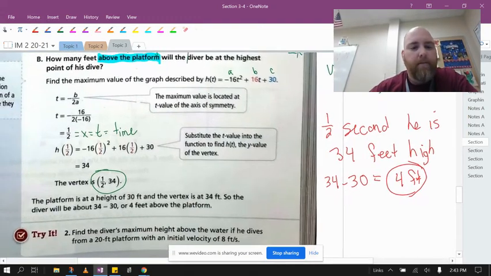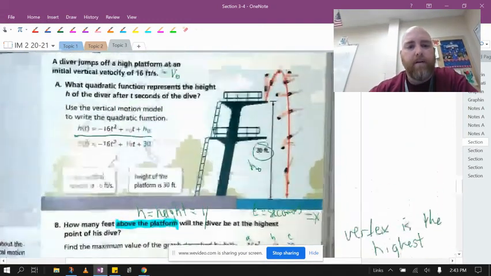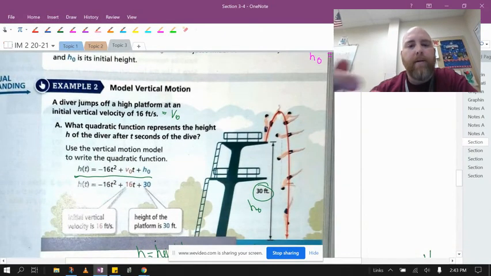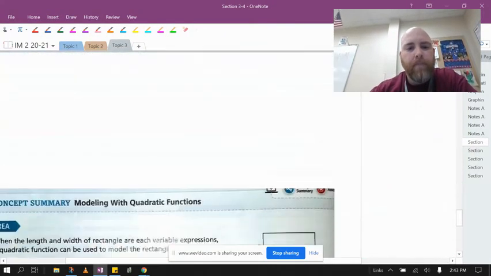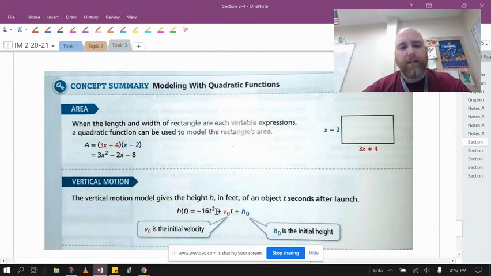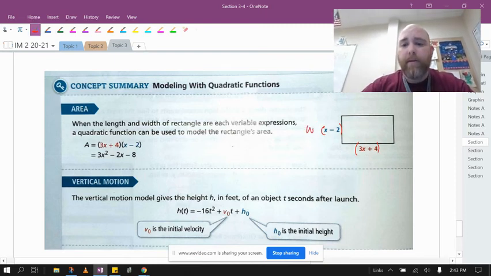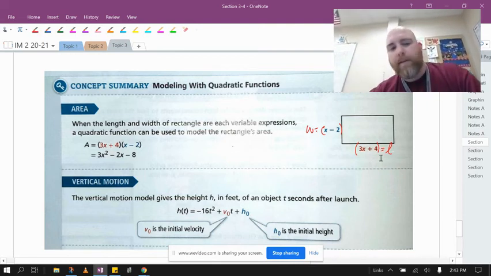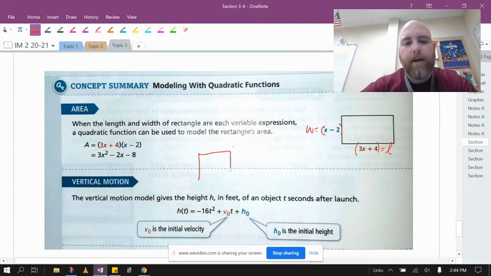And that's what they all say right here. So you're going to have these vertical motion problems, and you're going to have your area problems. So again, just in summary, the two types of problems. When the length and width of a rectangle are each variable expressions, again, that's these because they have an x in them, that's a variable expression. The quadratic function can be used to model the rectangle's area. Because it's length times width, we just multiply the length and the width. So we got 3x plus 4 times x minus 2. Again, we need to multiply those.